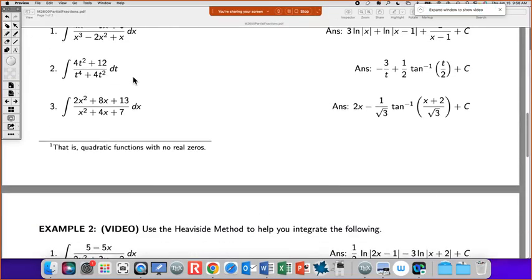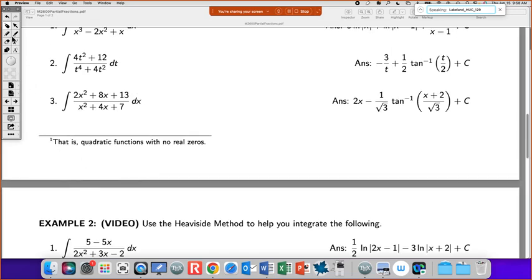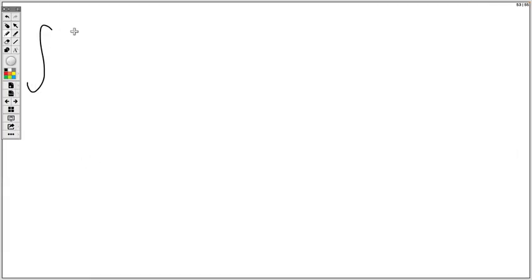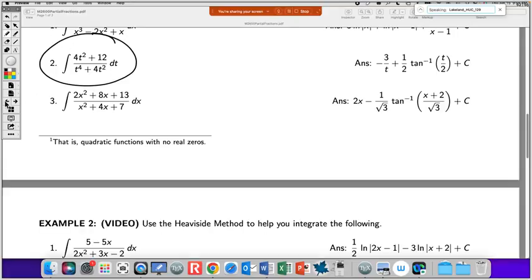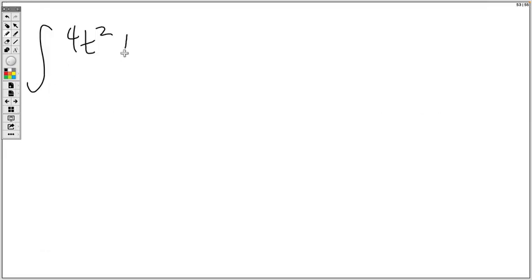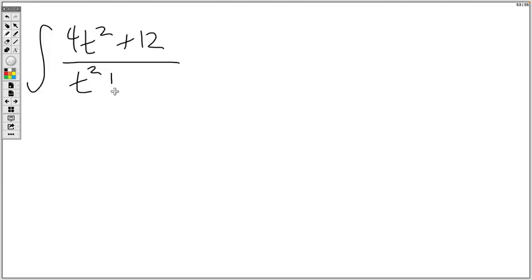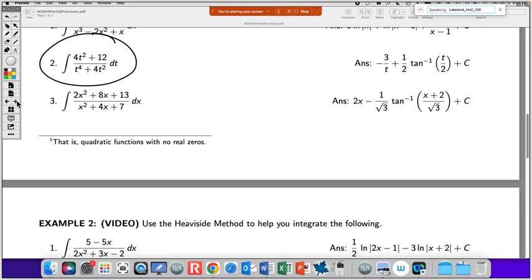Let's look at our next one here. Here we've got the variable t now, so hopefully that doesn't throw you. The integral of (4t squared plus 12) over (t to the fourth plus 4t squared) dt.